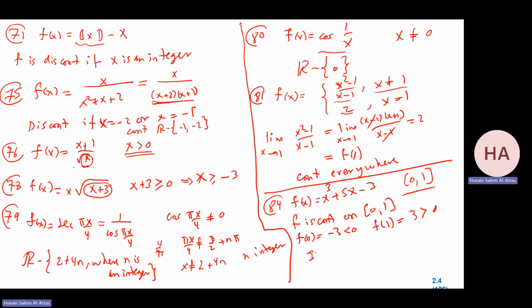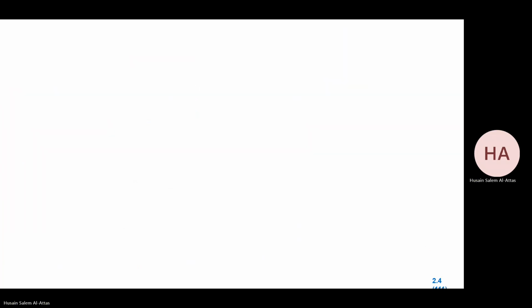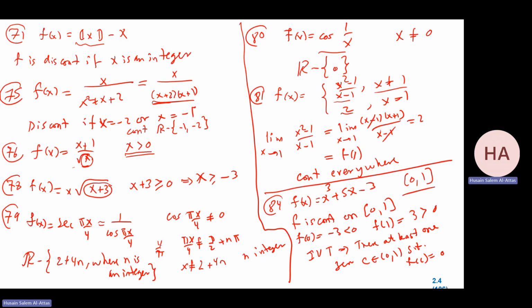So for sure, the intermediate value theorem shows there is at least one zero, c, which belongs to the interval 0 and 1, such that f of c equals 0. Yeah, that's good.